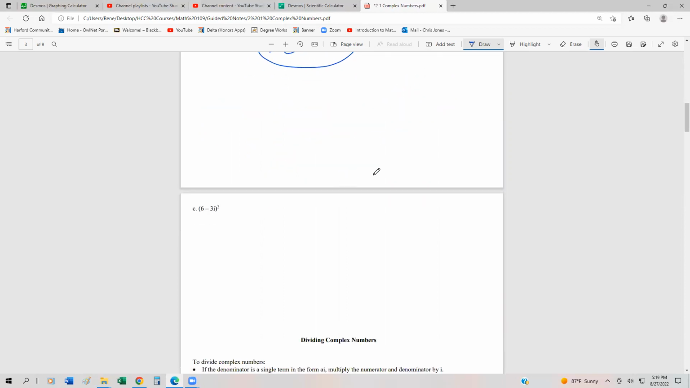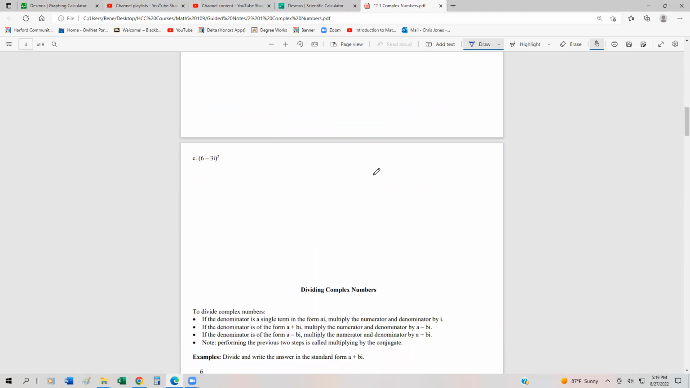One last example before we talk about division in the next video is we just have this 6 minus 3i squared. And of course, we know that this is not the same as 6 squared minus 3i squared, okay? The correct way to write this is a FOIL problem. So 6 minus 3i times 6 minus 3i. And so we're going to FOIL.